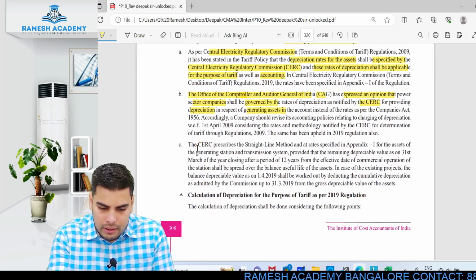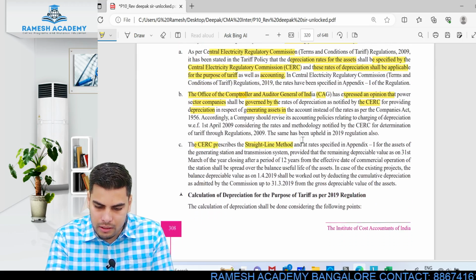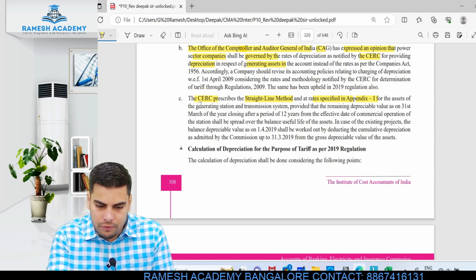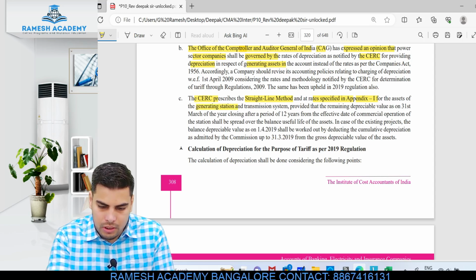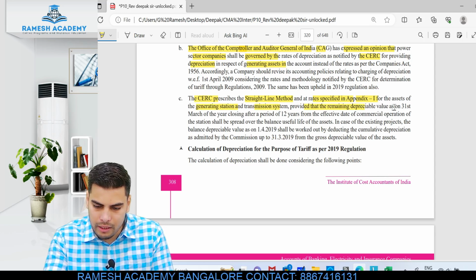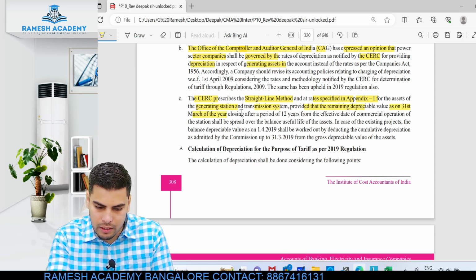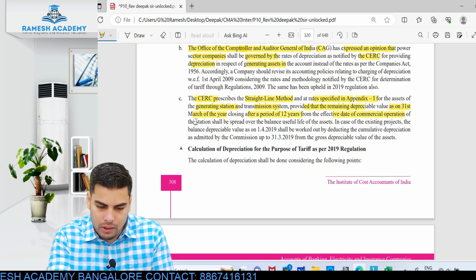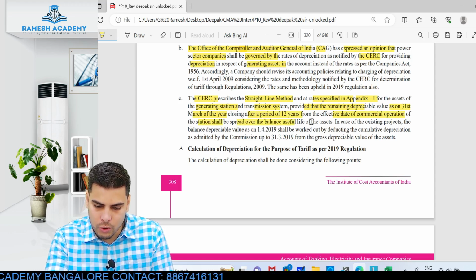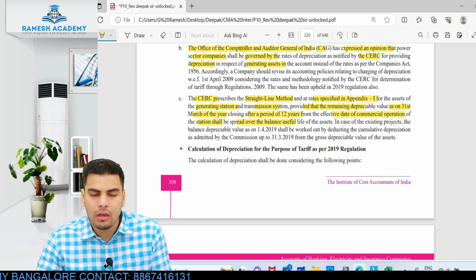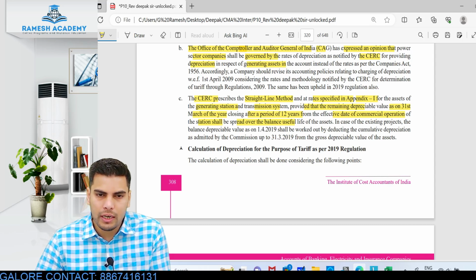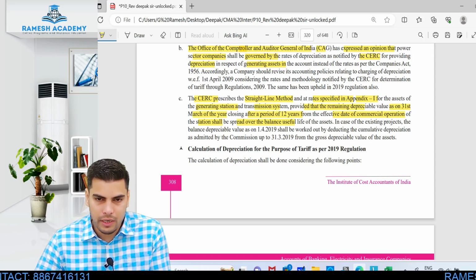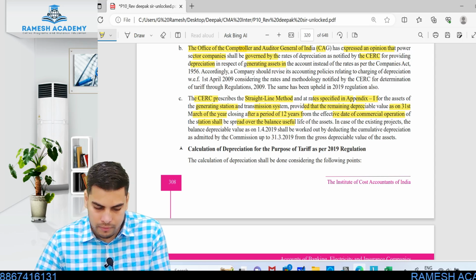Central Electricity Regulation Commission prescribes the straight line method and the rate specified in Appendix 1 for the assets of generating station and transmission system, provided that the remaining depreciable value as on 31st March of the year closing after the period of 12 years from the effective date of commercial operation of the station shall be spread over the balance useful life of the asset. So here, when it comes to the method of depreciation, what they are telling is it will be the straight line method which will be used. That is what is being said over here.